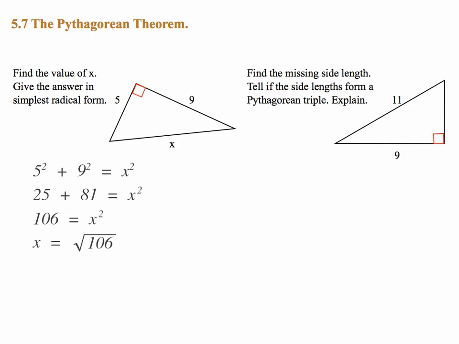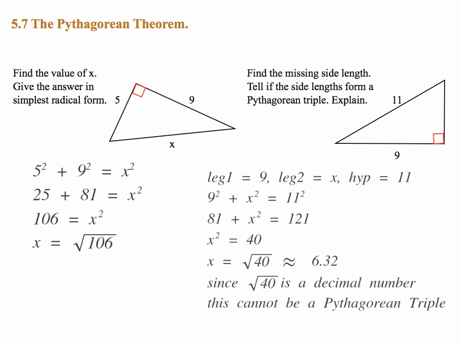So we're finished. In the second triangle, find the missing side length. Tell if the side lengths form a Pythagorean triple. Explain. The hypotenuse is 11. 9 is one of the legs, so we'll call the other leg x. Leg 1 is 9, leg 2 is x, hypotenuse is 11. So we create the Pythagorean theorem, which says 9 squared plus x squared equals 11 squared.